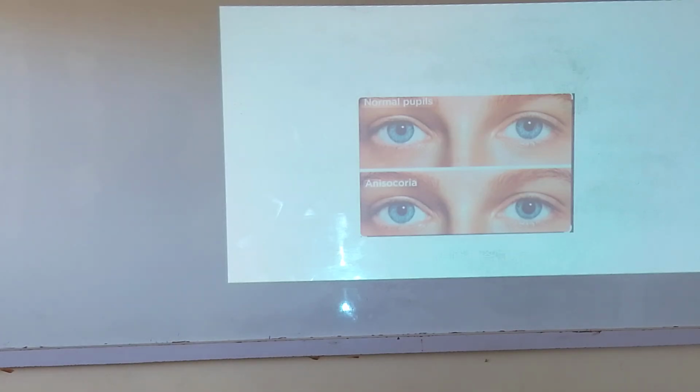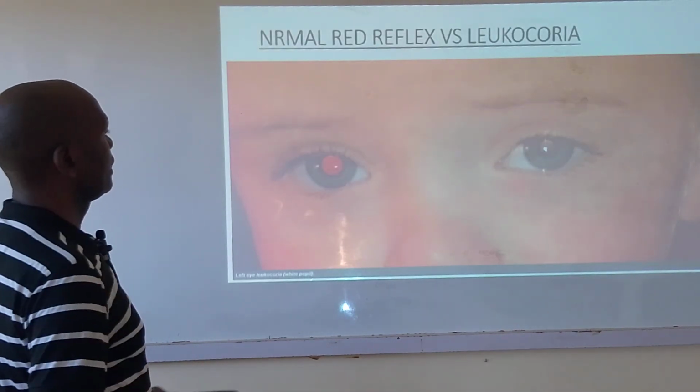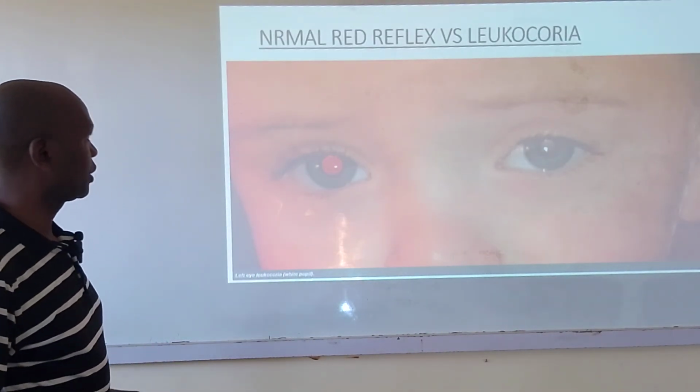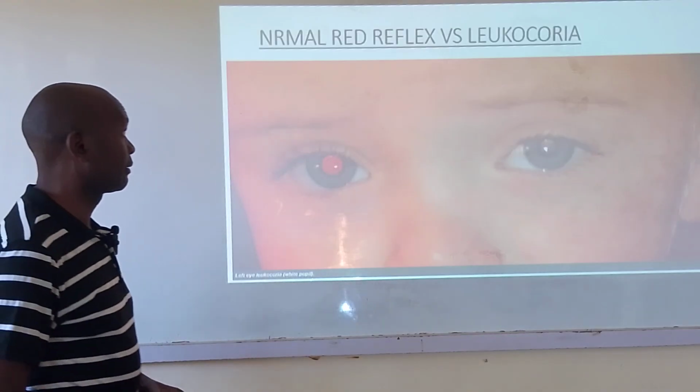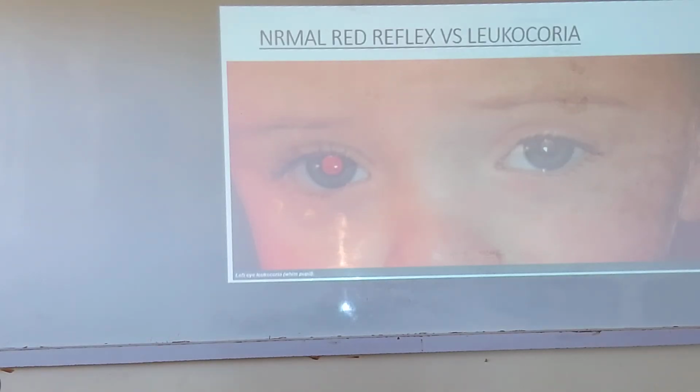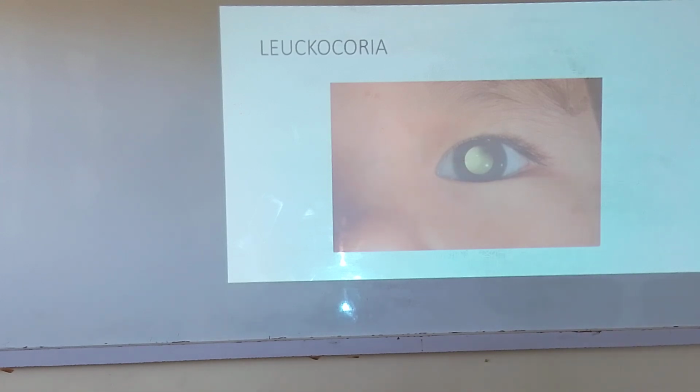The same thing, the normal versus anisocoria. Remember, we said anisocoria is a case whereby one pupil is normal, while the other one is not normal. This is the normal red reflex we are talking about. When we look through the pupil in ocular examination, we are supposed to see a red reflex. But in the event you see a white reflex, then it means that is leukocoria and it's diagnostic. It means there's a number of things you need to check from that patient. And that is leukocoria that we have talked about.